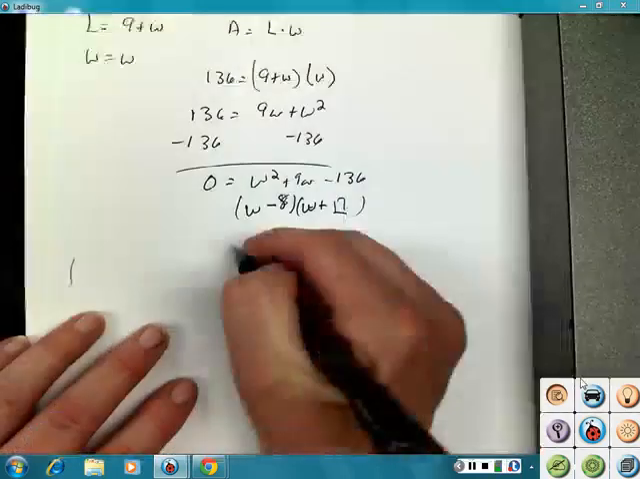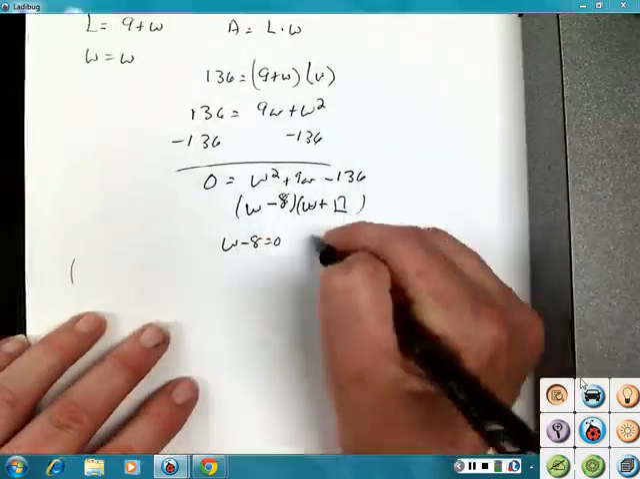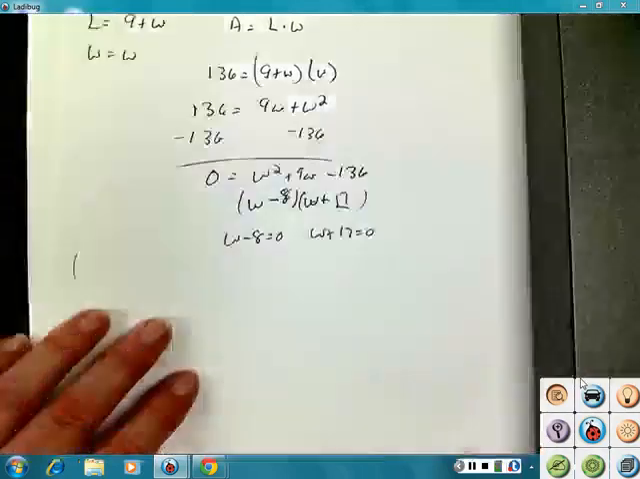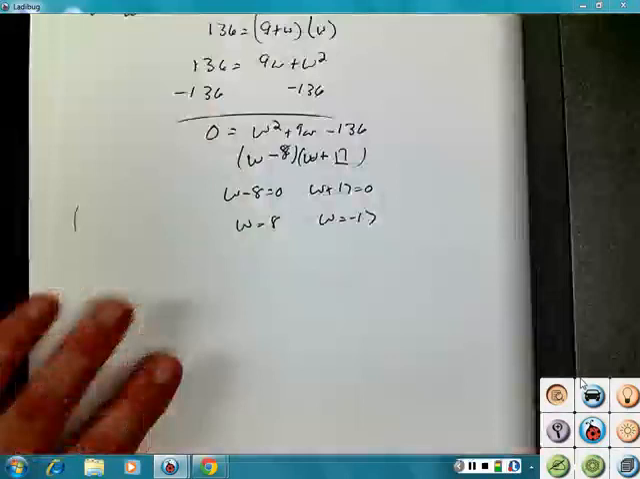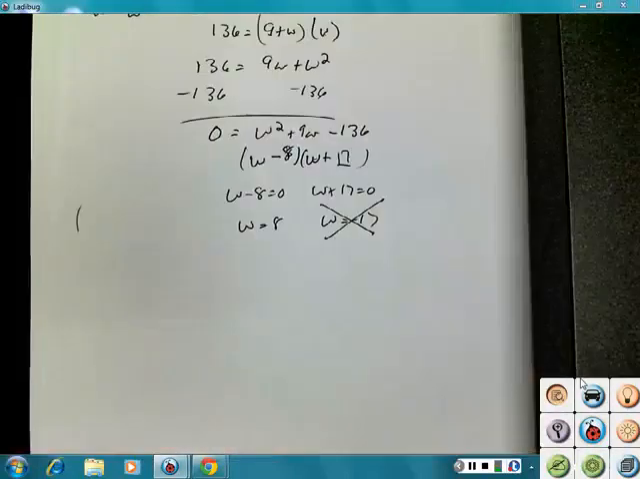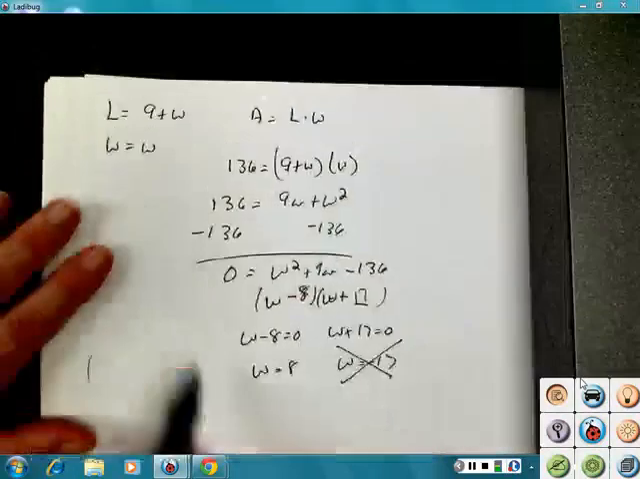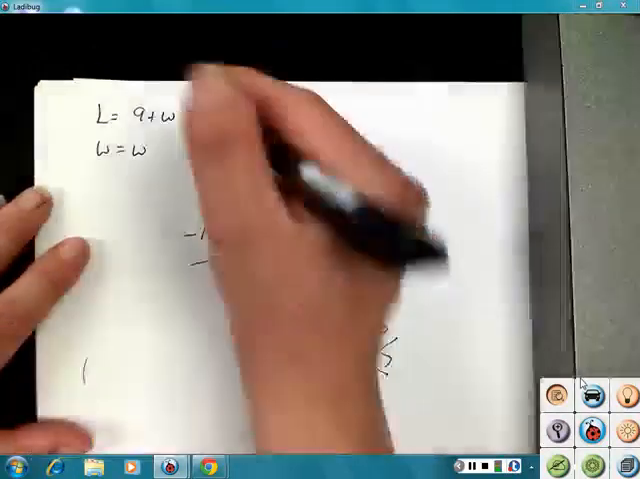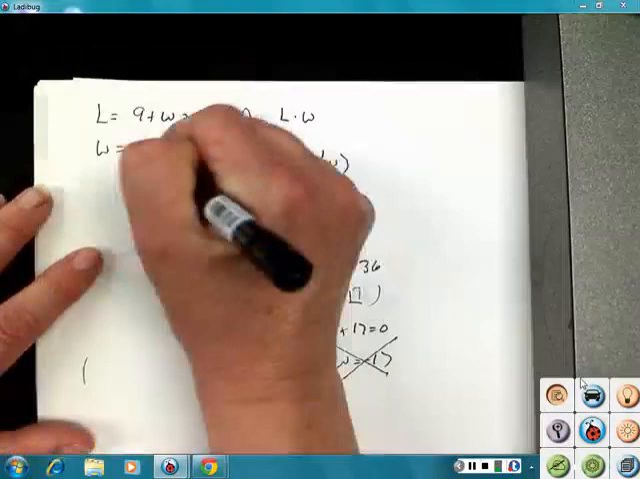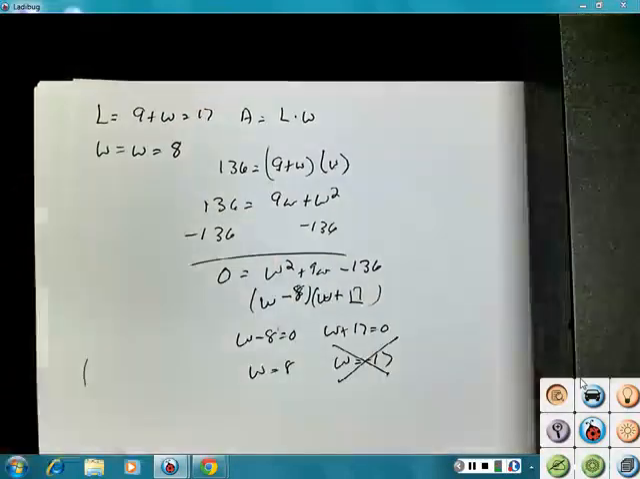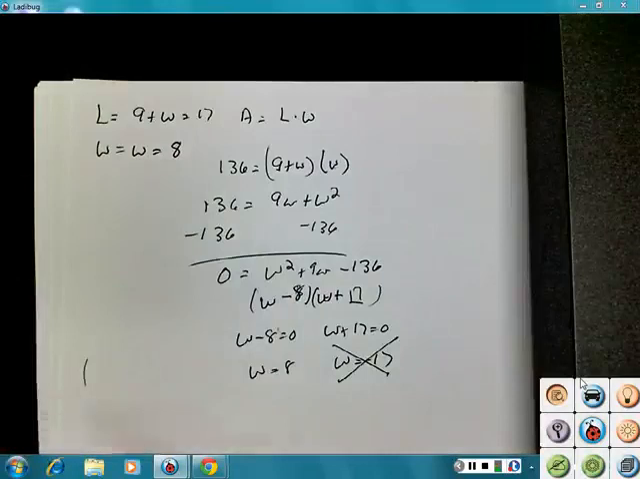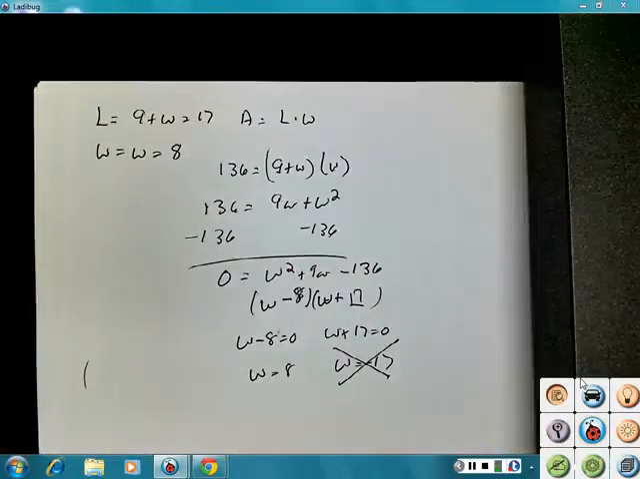And set each of these equal to 0. And I find out that W could be 8 or W could be negative 17, but because it's length, I can't use a negative 17, so that gets canceled out. And so what are my two measurements? 9 plus 8 is 17, and 8 happens to be what my width happens to be for this one. So my two answers, length and width, are 17 and 8.